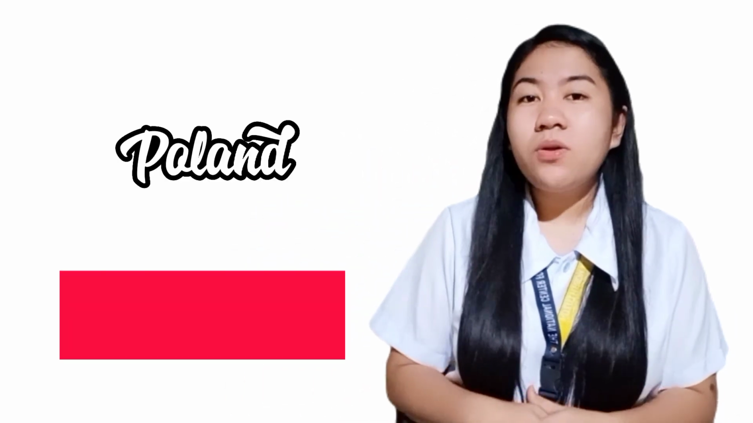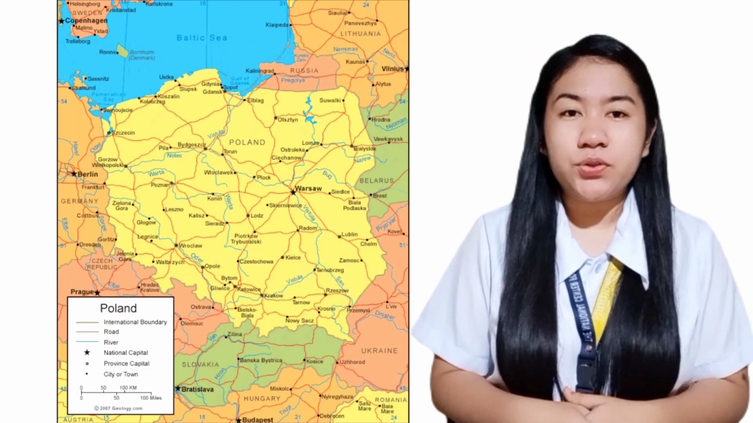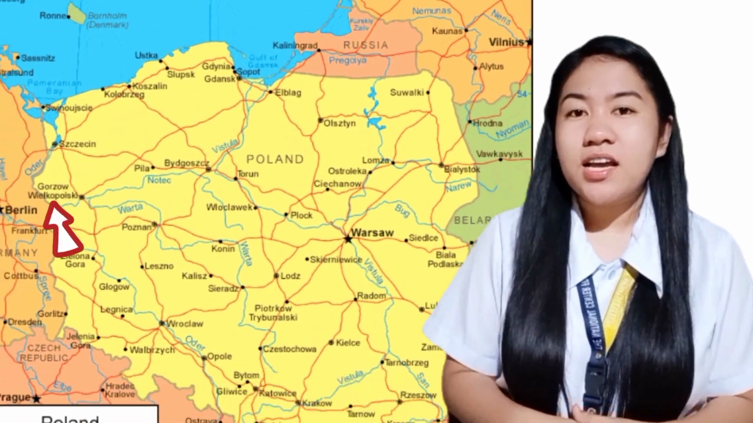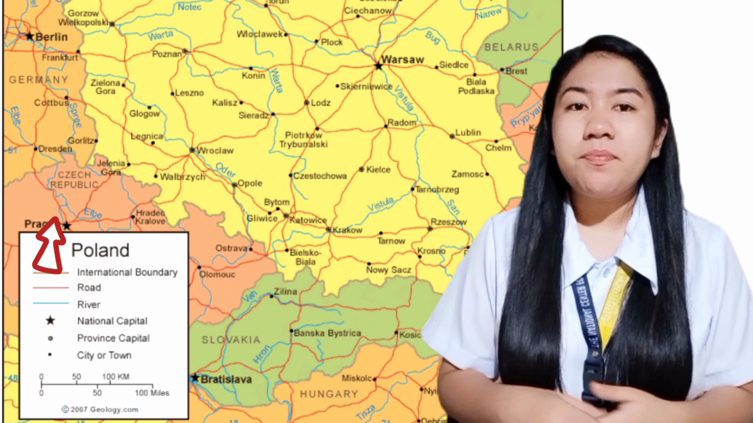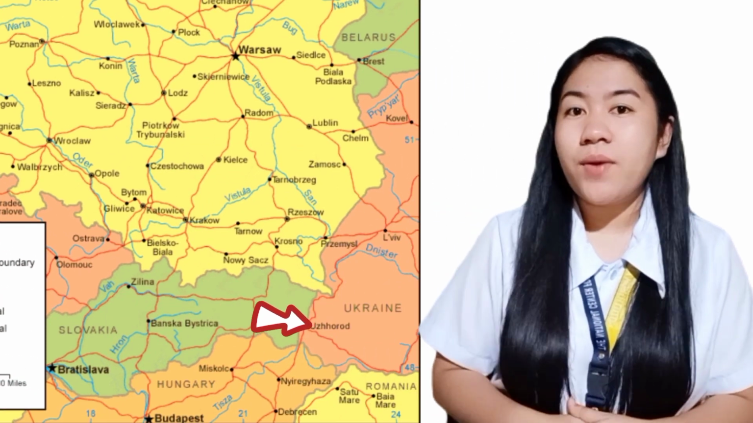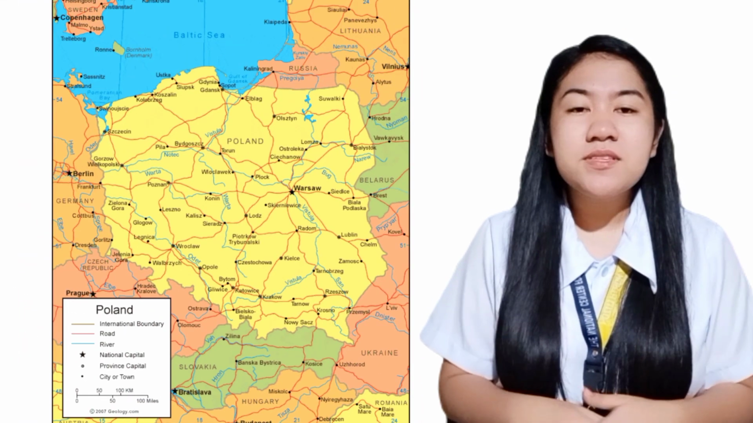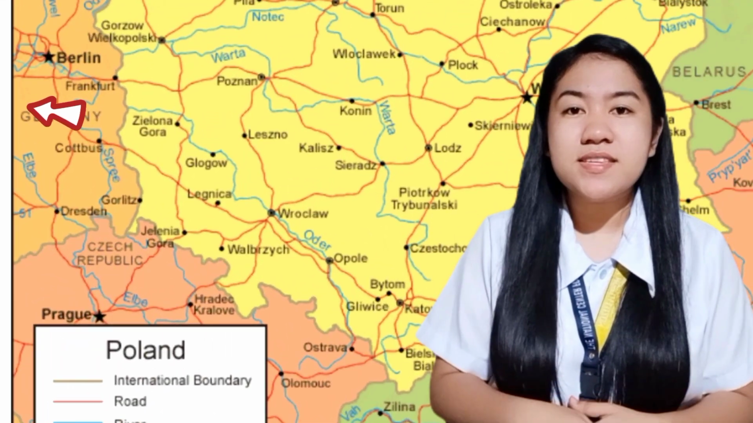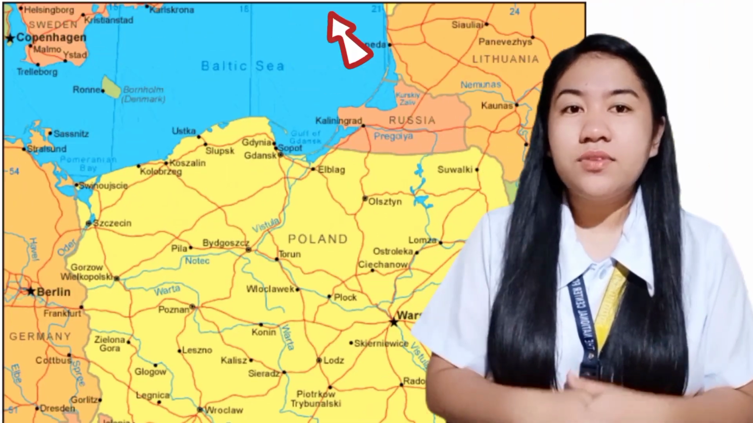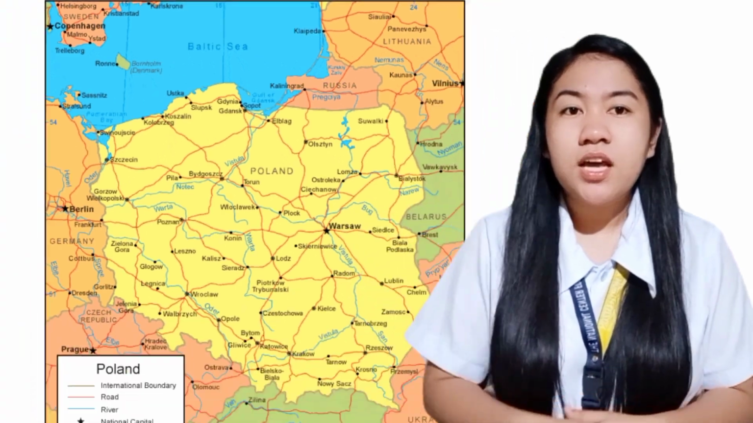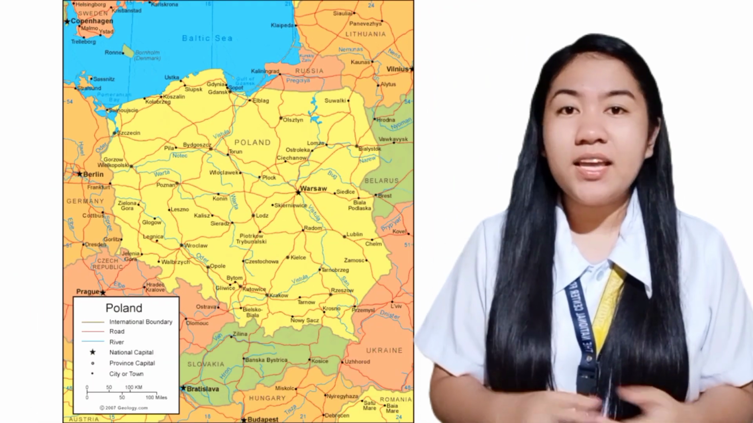And last but not the least is Poland. Poland is located in Central Europe. It is bordered by the Baltic Sea and Russia to the north, Germany to the west, Czech Republic and Slovakia to the south, and Ukraine, Belarus, and Lithuania to the east. Its absolute location is 51.9194 degrees north, which is the latitude, and 19.1451 degrees east, which is the longitude. Poland is located above the equator.